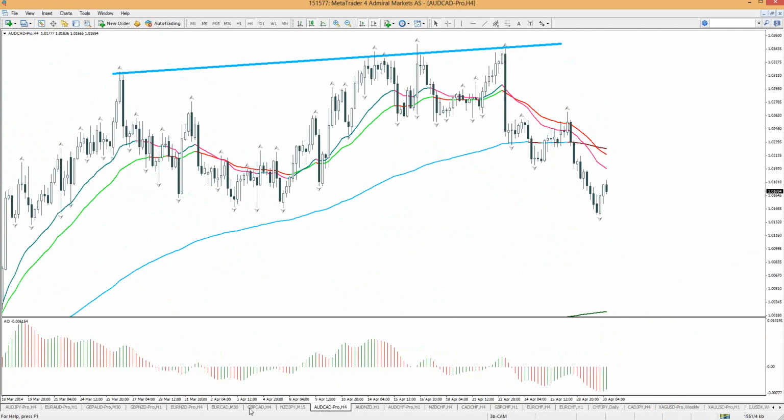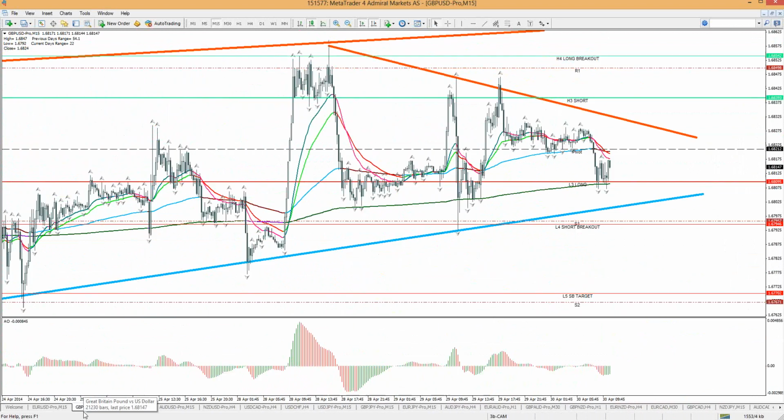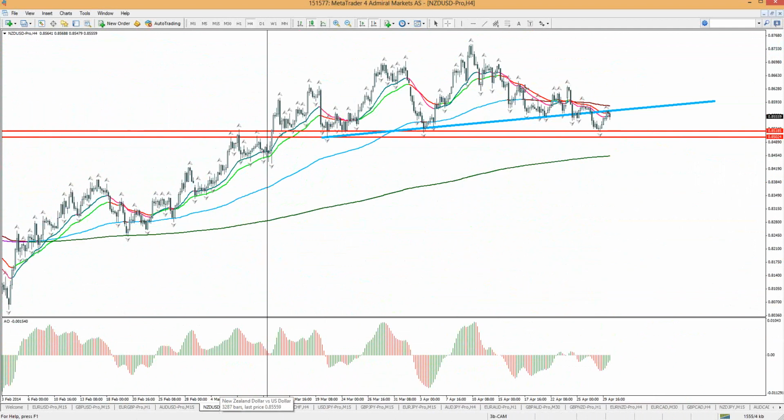Odd CAD moved a lot down together with the CADs. Let's take a look at the euro dollar again. Struggling still. Pound dollar struggling, not much movement. Odd USD right at the trend line, not much movement either. Kiwi bouncing a bit, but market, I don't know.